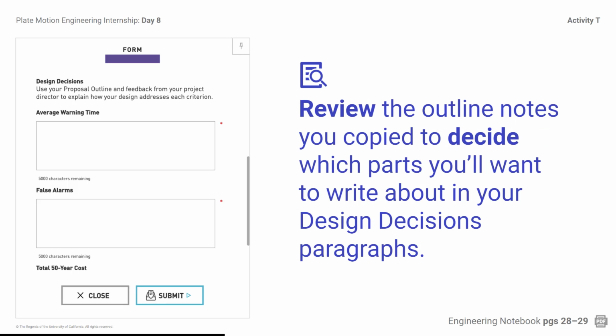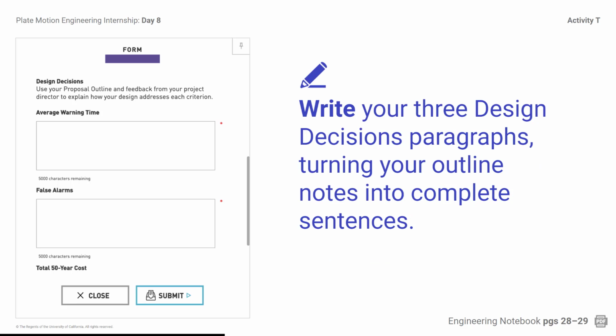Review the outline notes you copied to decide which parts you'll want to write about in your design decisions paragraph. Write your 3 design decisions paragraphs, turning your outline notes into complete sentences. Students, remember the other resources you could use while writing these sections, such as the proposal rubric and the tips for help with your proposal message in your inbox, to find phrasing that might help you in writing your final proposals.